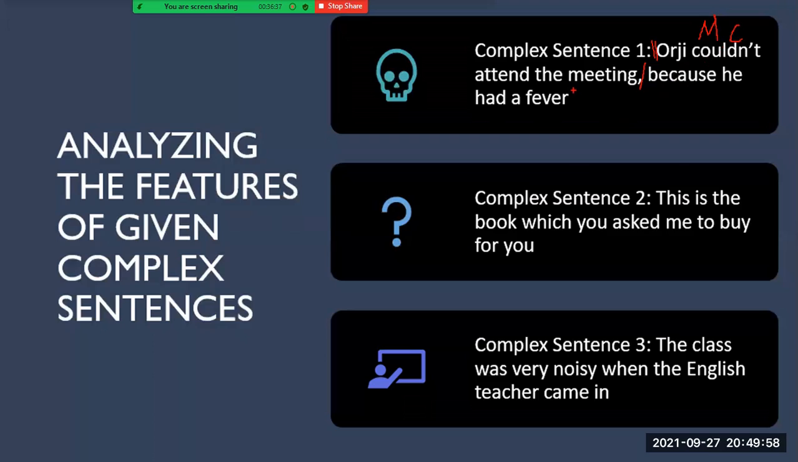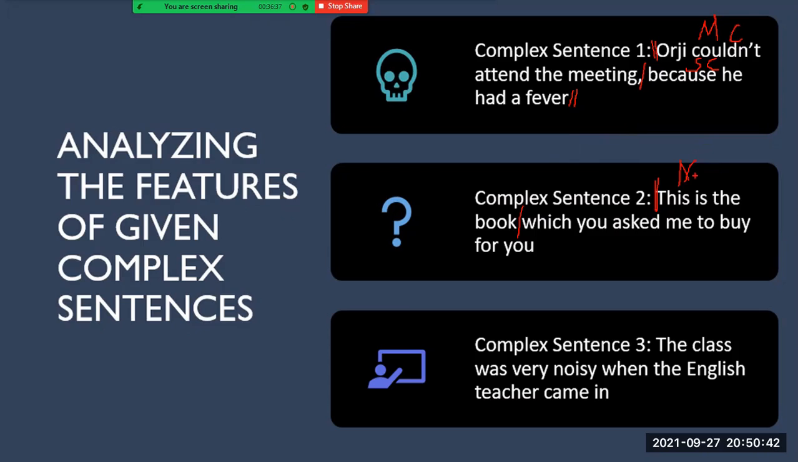Now, because he had a fever, let's label this SC, which stands for subordinate clause. All right. So again, you can see the structure of a complex sentence. It contains a main clause and a subordinate clause. All right. Now let's look at the second complex sentence. Now, this is the book. That's the first clause here. This is the book. And so this is the main clause.